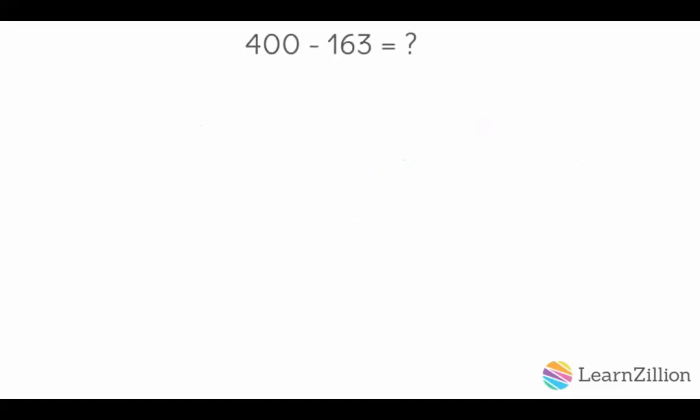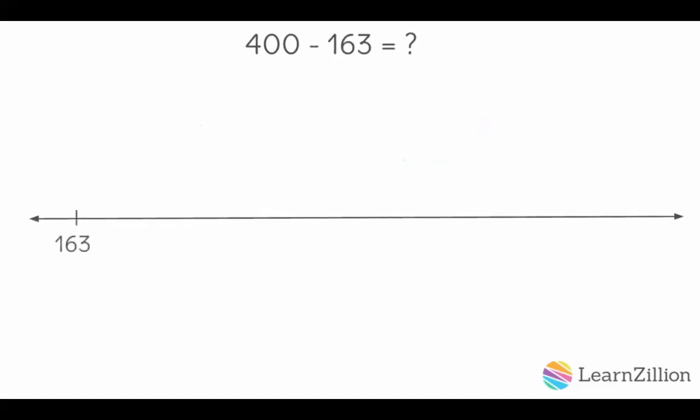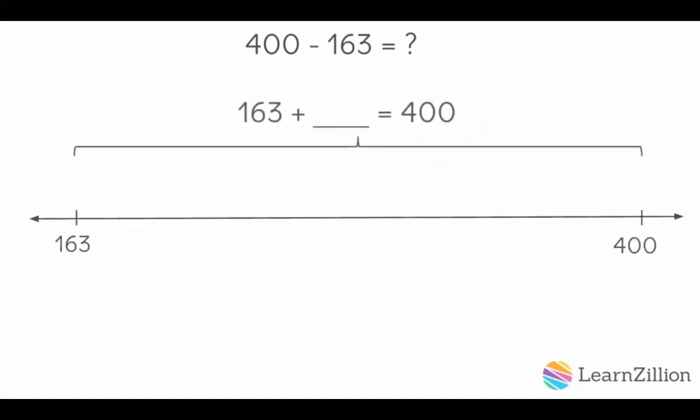We could solve the same problem using a different strategy. We know that adding on is another strategy we can use when solving subtraction problems. We'll still use the number line as a tool to solve. This time, instead of subtracting 163 from the sum, we'll add on, starting at 163 and adding on until we reach the sum, 400. The distance between these two numbers is the answer. We'll call this strategy think addition.